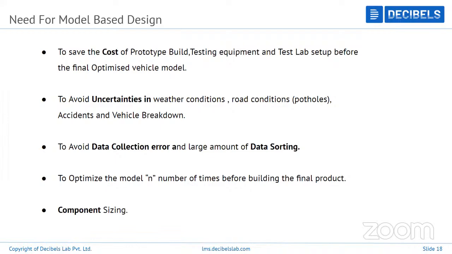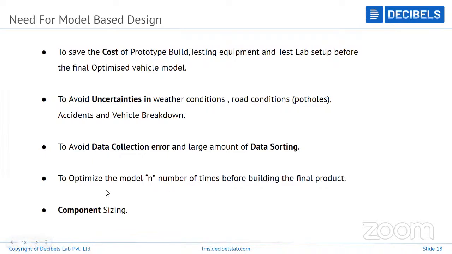Sitting at a certain place, you can build the complete powertrain on just your laptop or any working models. It completely saves the cost of prototype testing equipment, at least until the final optimization vehicle model is set up. It also avoids all the uncertainties such as weather conditions, road conditions, accidents. Then data collection errors and large amounts of data sorting can be easily done via MBD software. There are just codes where you write and all the data can be sorted in no time.